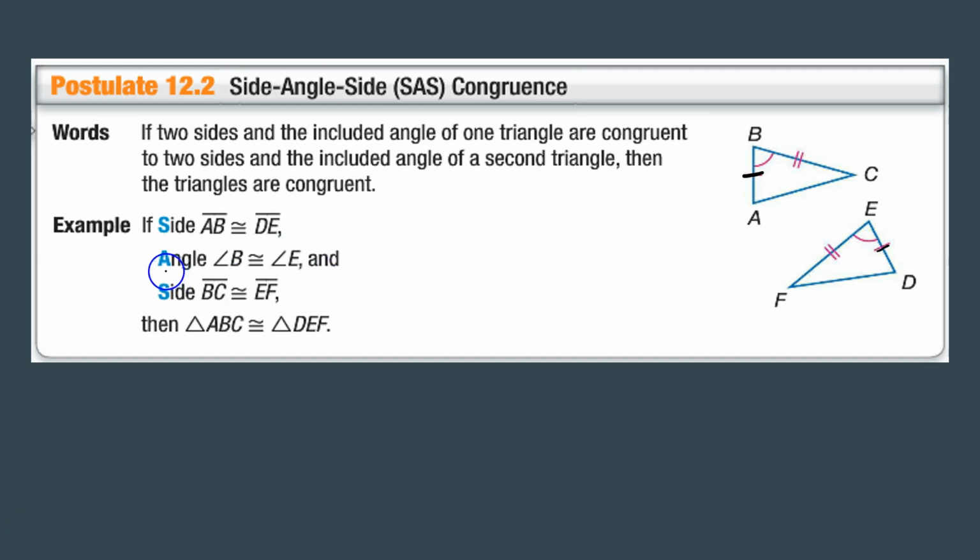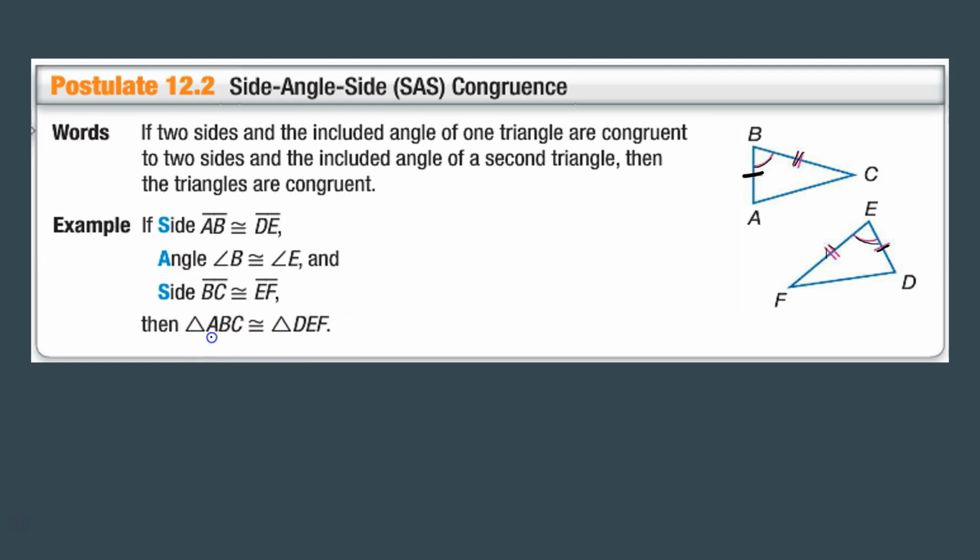Then we're talking about our angle. Side, angle, side. So our angle that we're looking at is angle B. Angle B is congruent with angle E, which is what we said. So perfect. Then we're saying side BC has two little tick marks, and it is congruent with side EF, which has two tick marks as well. So that's perfect. So now we can say that triangle ABC is congruent with triangle DEF.